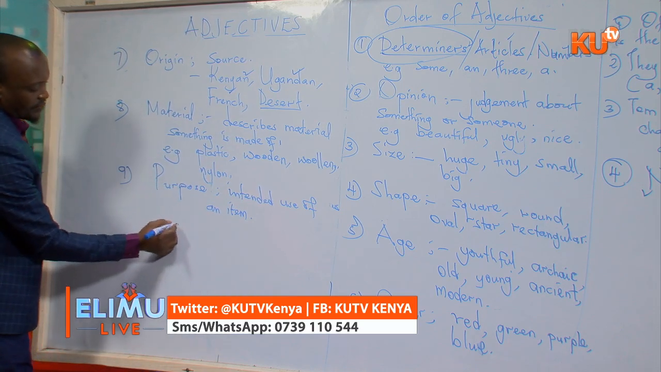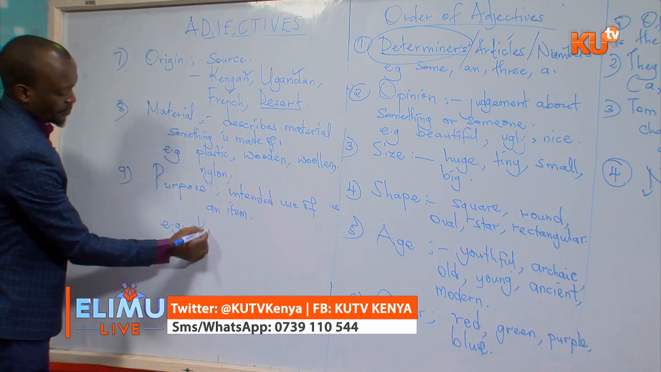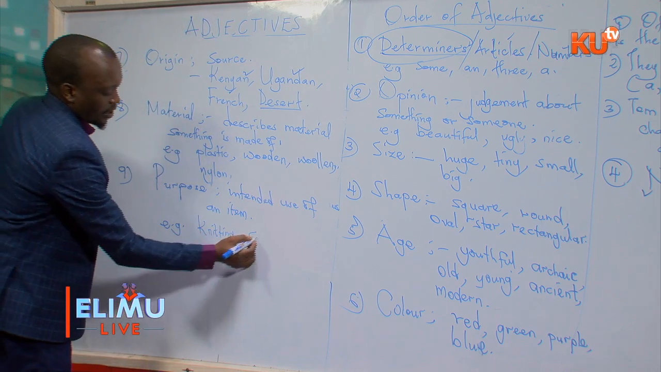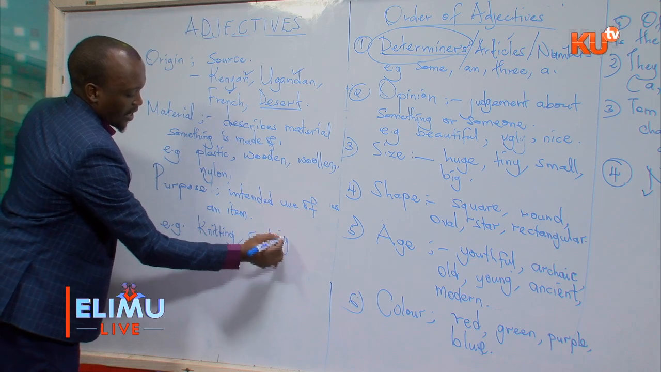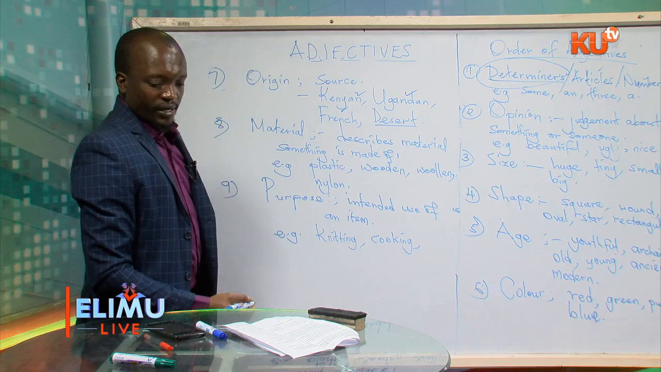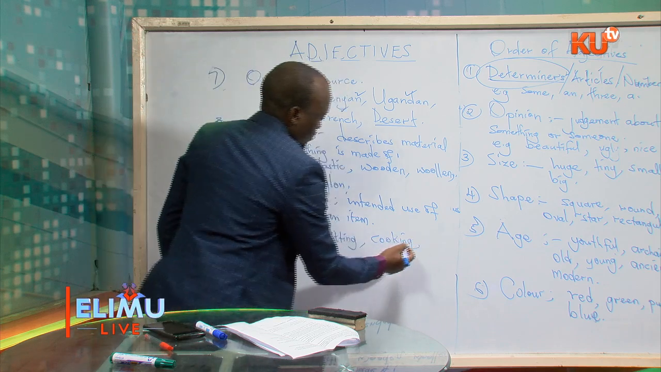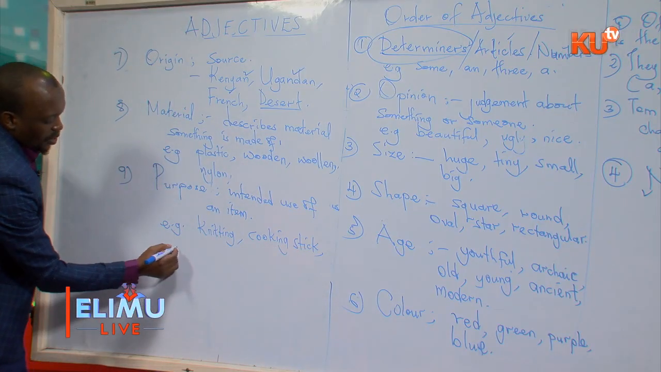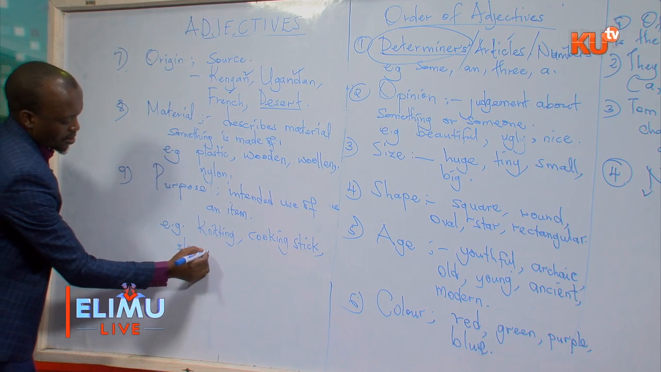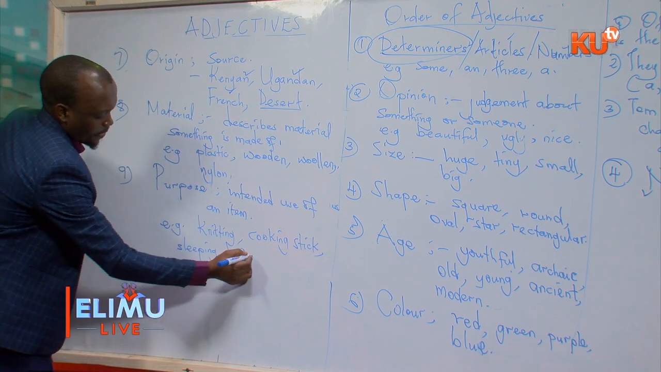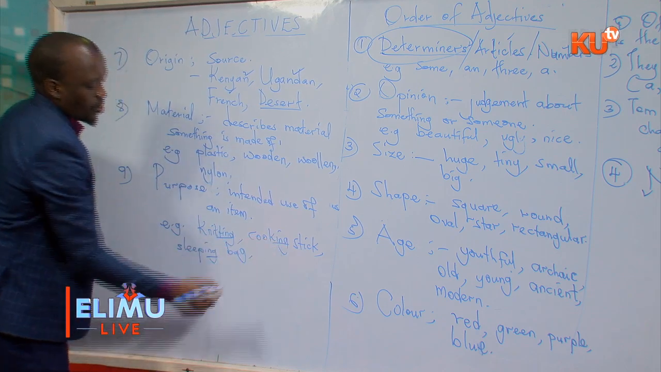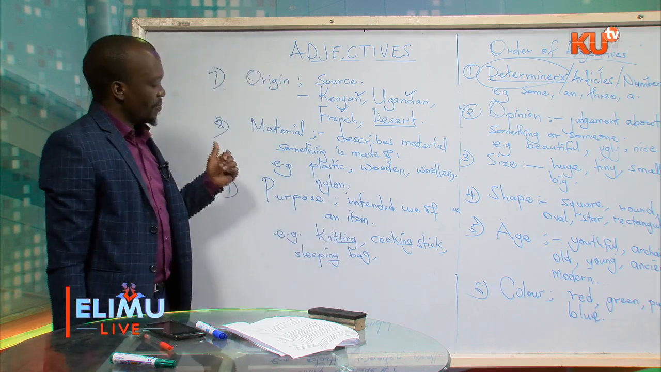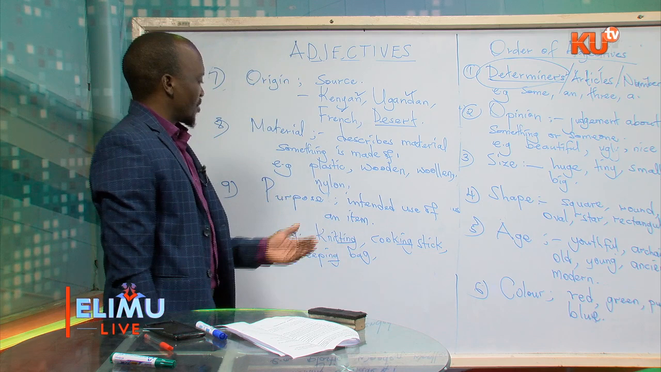We can use words like knitting, like cooking stick. Most of these words end in ing. Cooking, we can talk of sleeping bag. When you come across these words that end in ing, you should know that they mostly talk about the purpose of that noun.